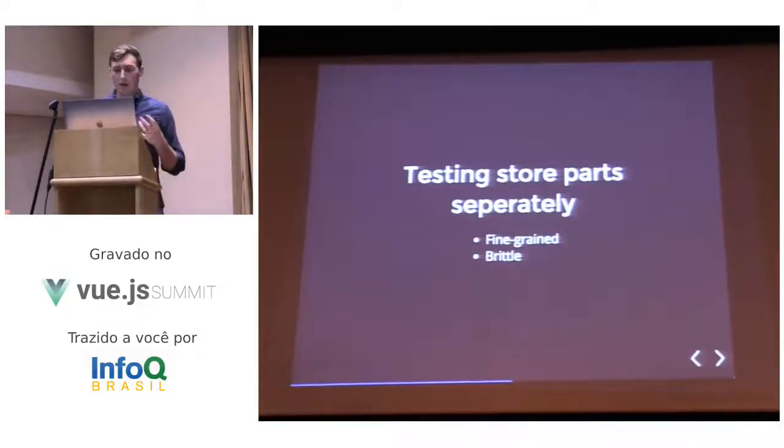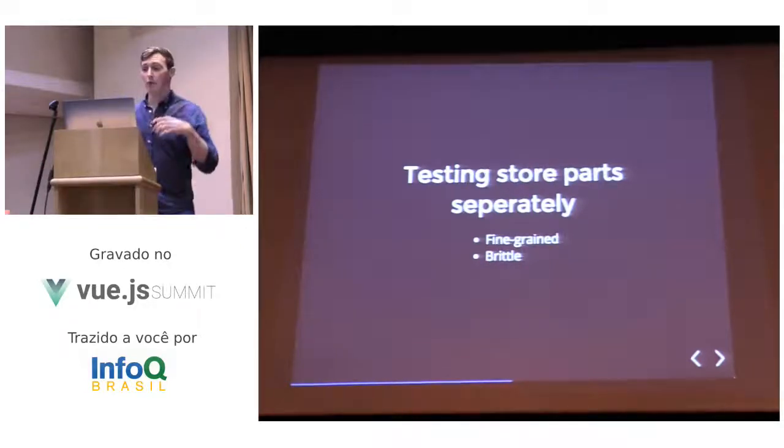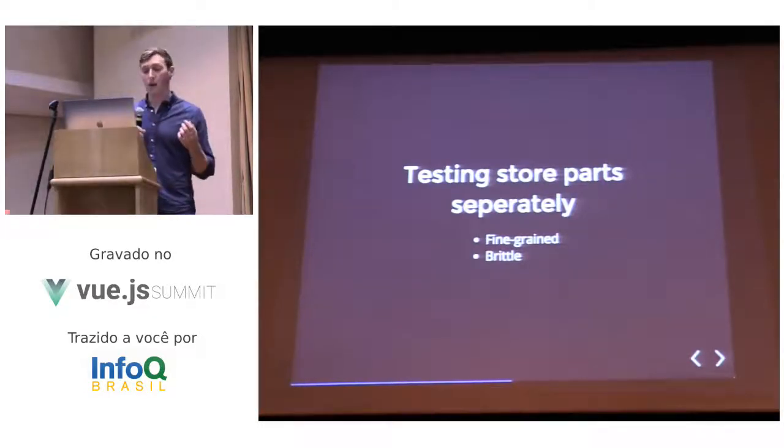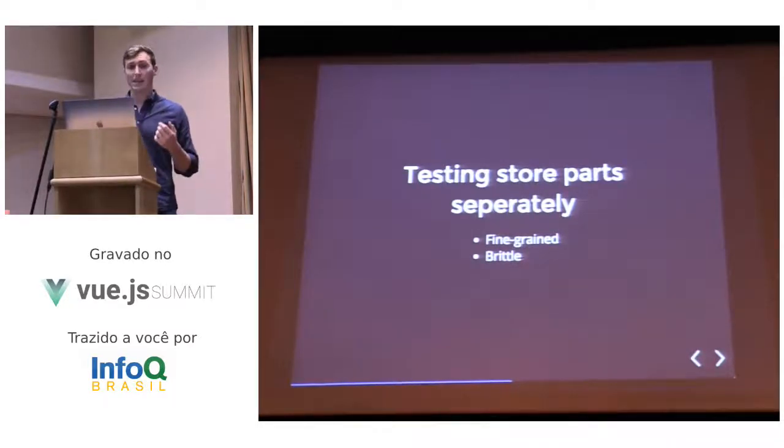So the key characteristics of testing store parts separately is that firstly you get really fine-grained tests, and what that means is that your tests are very specific. If one of your tests fails, you're going to have a good idea of why it's failing because it's testing a very small part of the code. And that's a good thing. That's what you want from a unit test because it makes it a lot easier to debug.